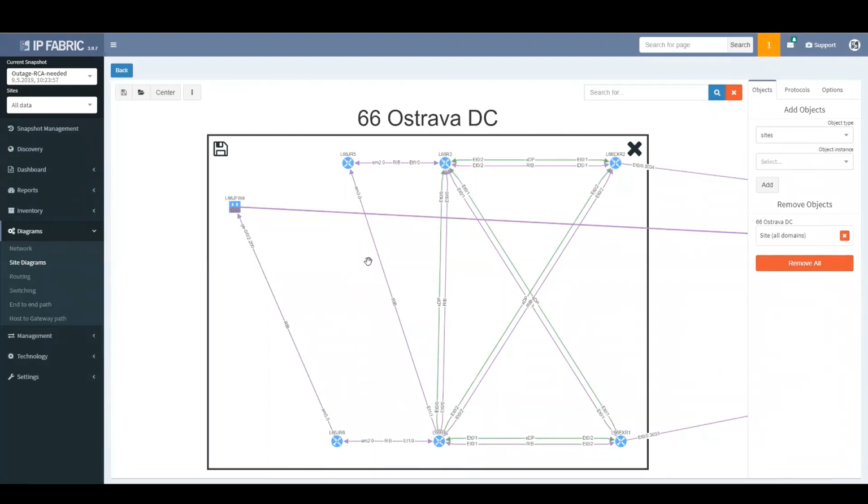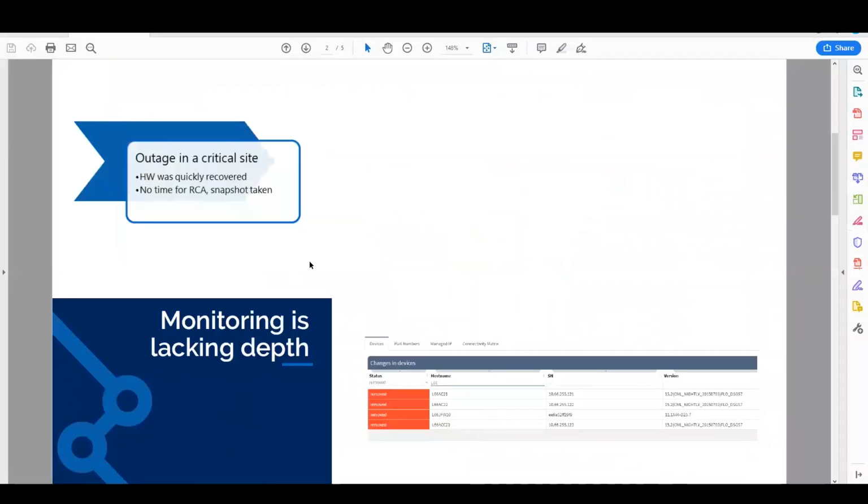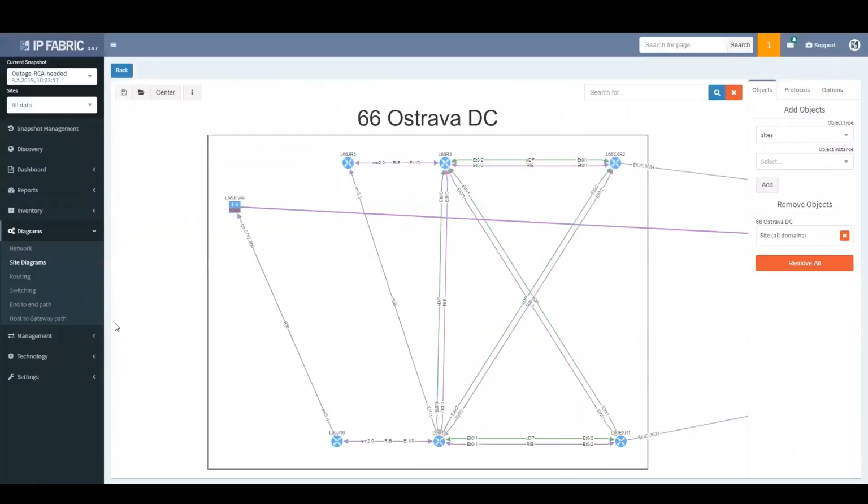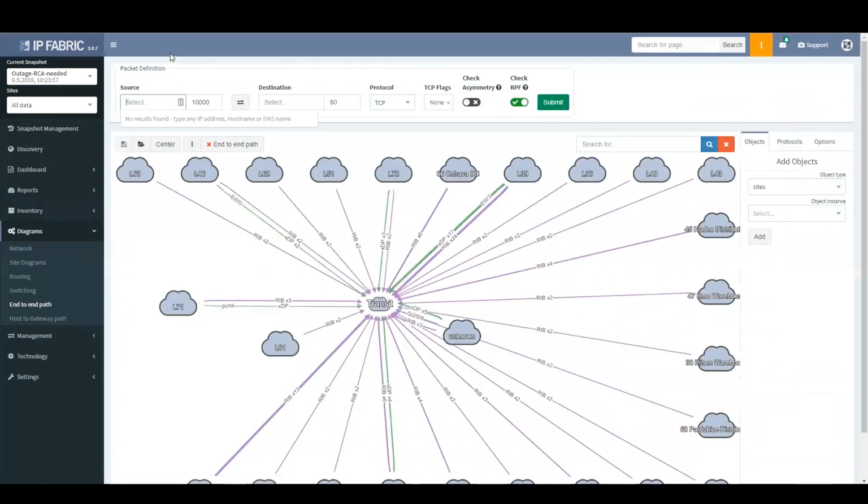But we want to know if the outage that has happened has actually caused a service outage and not only a device outage. So for that, we need to take a deep dive into data and perform a root cause analysis. We need to ensure whether it was an outage of only a single device and nothing was impacted, or if it was an outage that actually caused an impact to our SLAs. To that end, we can use end-to-end path simulations, which are available in the IP Fabric platform based on our network model of collected data.